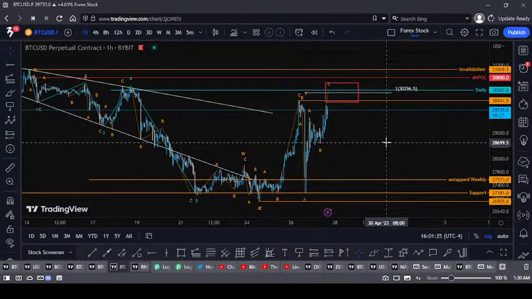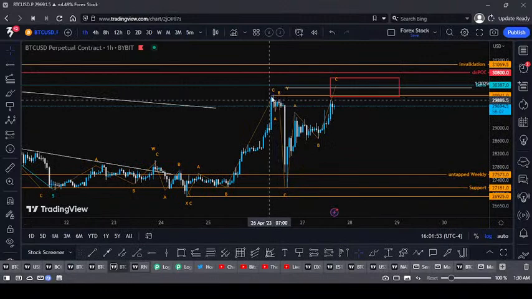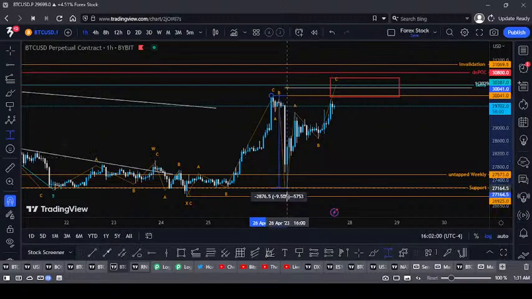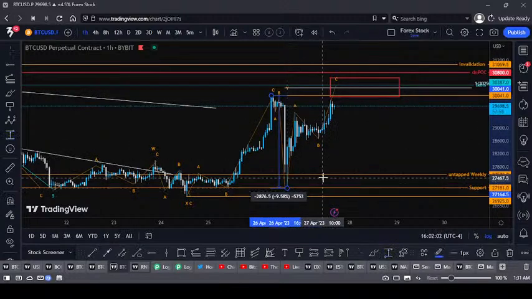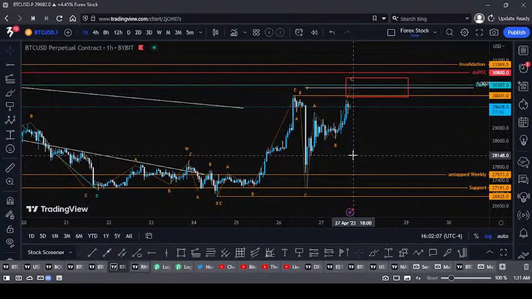Longs are not suggested, to be honest. This whole structure is based on corrections, corrective moves. I cannot say that this is a good time to long right now, or look for good targets to the upside. You can see this whole move was a big sell-off, almost 9%, a 9.58% dump. That's really big.